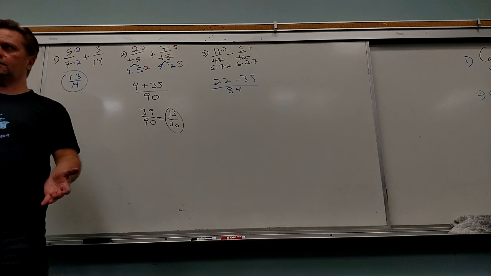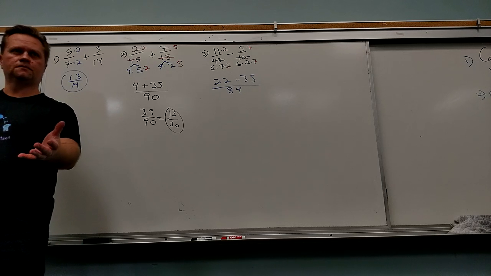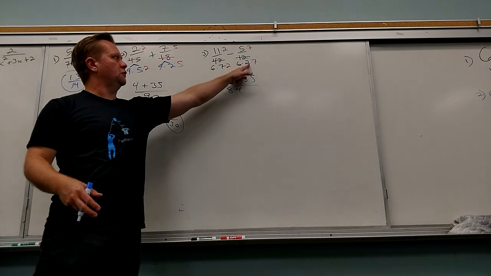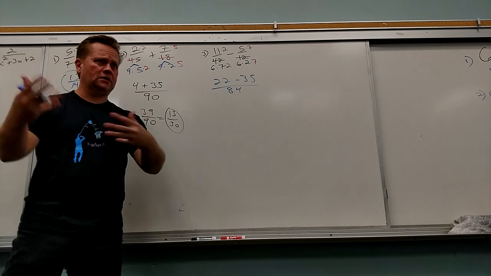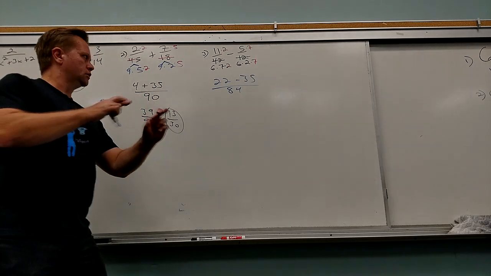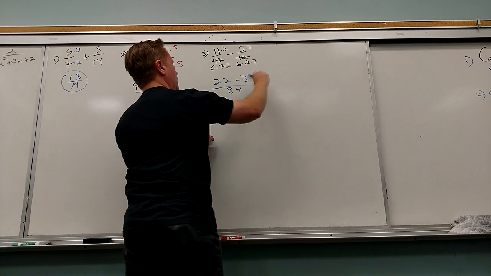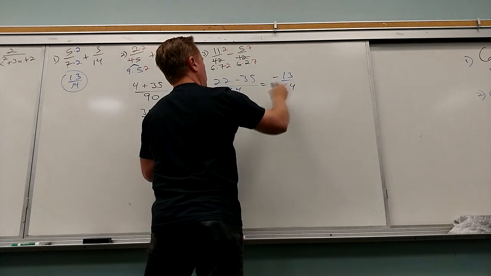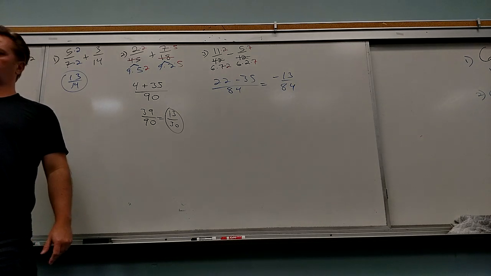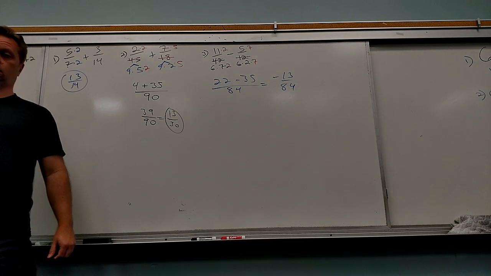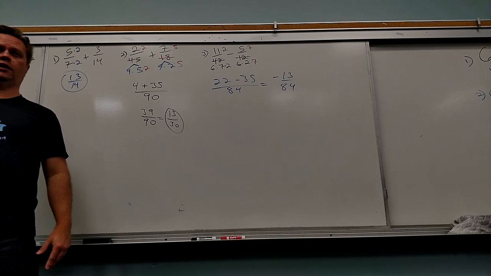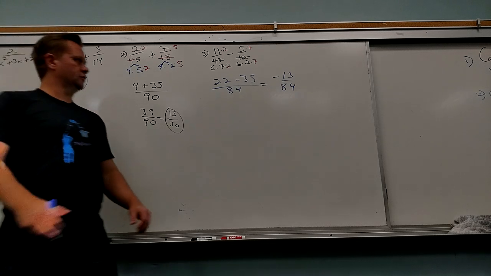Because the idea of LCD is to make the bottoms the same. So if you can figure out how they already are the same, you can focus on why they're not the same, and just attack that piece. And then like somebody said, you get negative 13 over 84. That's it.